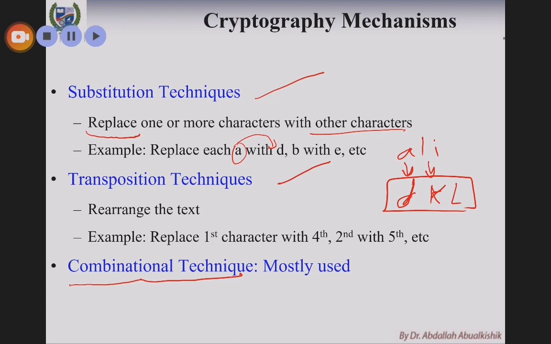The second one, transposition, rearranges the text. The word itself, Ali, could be rearranged to become something like I-A-L, and that will be based on a key. So it should not be random. Why? Because if you encrypt it in this way, you need to decrypt it later on to return the original text. So there should be a fixed pattern, a fixed key that helps you to encrypt and decrypt.